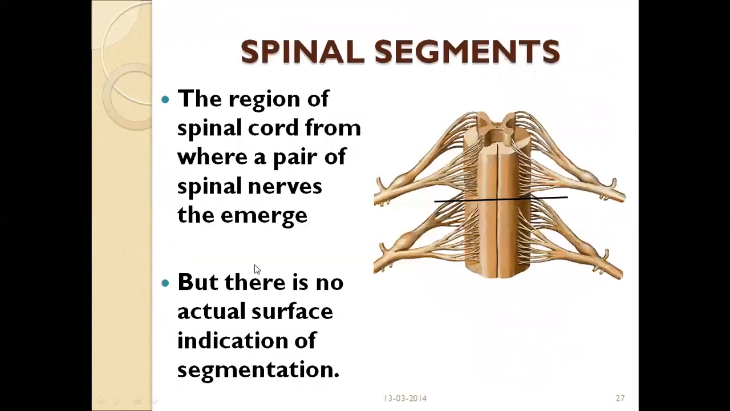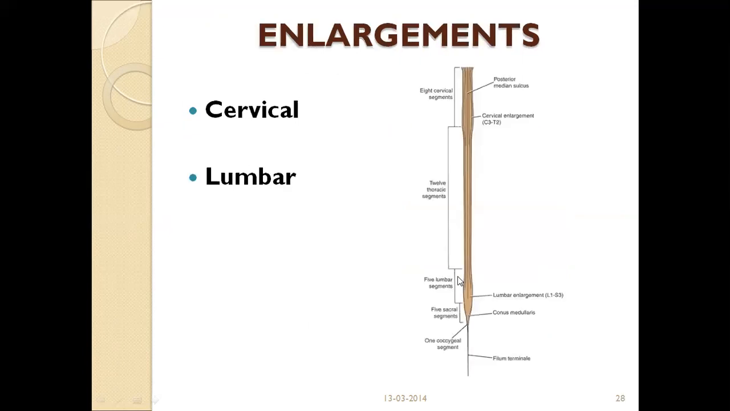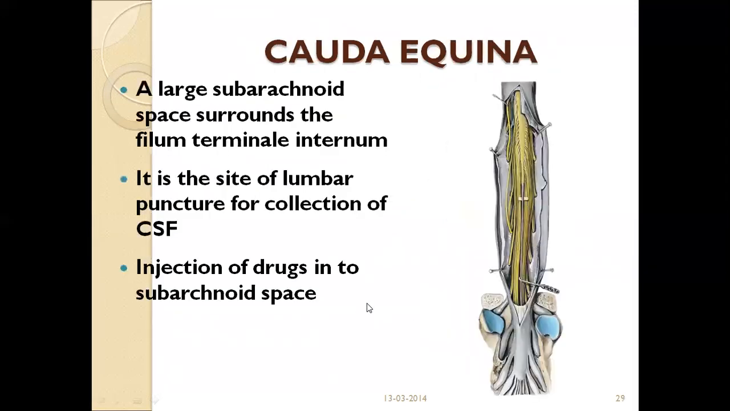So the spinal segment is the region of the spinal cord from where a pair of spinal nerves is emerging. When we see the spinal cord as a whole, in the cervical region and in the lumbar region, you will see there is one enlargement each. In the cervical region, it is called the cervical enlargement. In the lumbar region, it is called the lumbar enlargement. The cervical enlargement is intended for the formation of the brachial plexus. The lumbar enlargement is intended for the formation of the lumbar plexus.